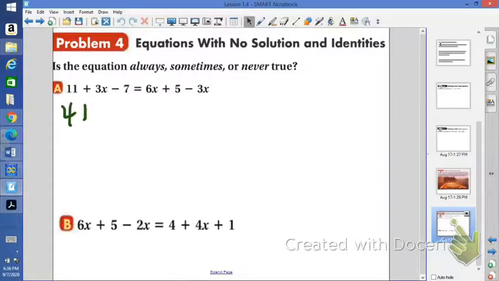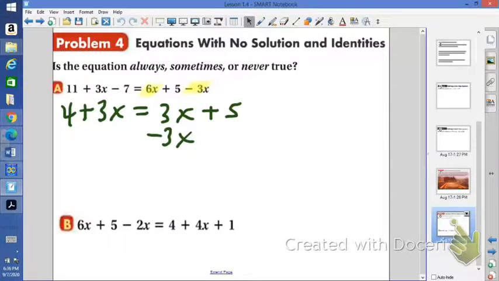So we're going to have 4 plus 3x equals. And then on the right hand side we have a 6x and a negative 3x. Those are like terms we can combine. That's going to be 3x, and then we're going to add 5. Now, we have variables on each side of the equal sign. So, this was step 2, we're going to subtract the smaller from the bigger. Now, in this case, they're both the same. So it doesn't matter. We're going to subtract 3x from both sides.